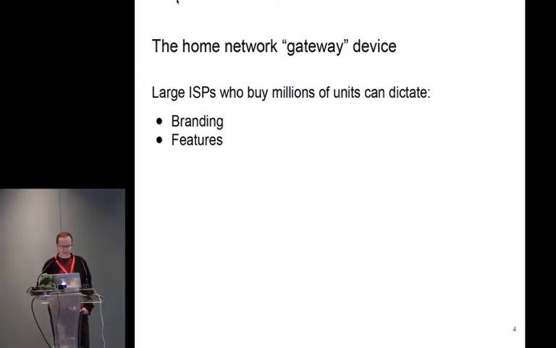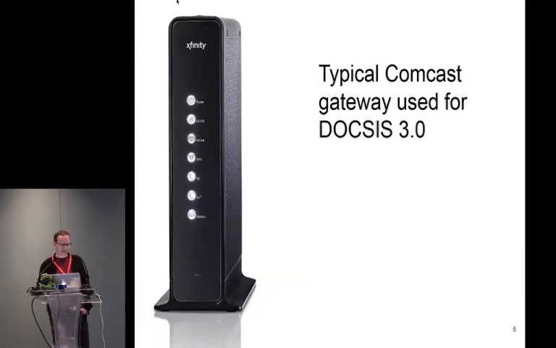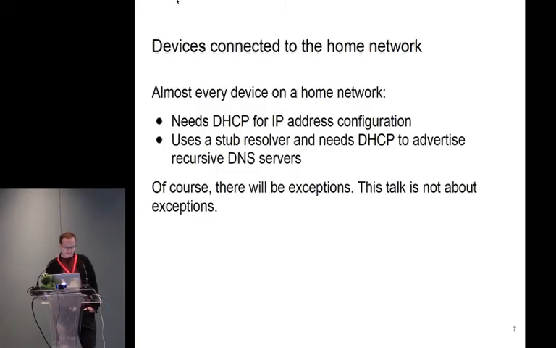So this is a typical home gateway device from AT&T. It's a large plastic black rectangle with lights on it and the logo. This is a typical one from Comcast. It's a large black plastic rectangle with lights and a logo on it. So the device is connected to the home network behind these boxes.